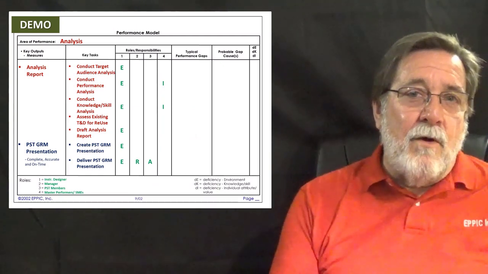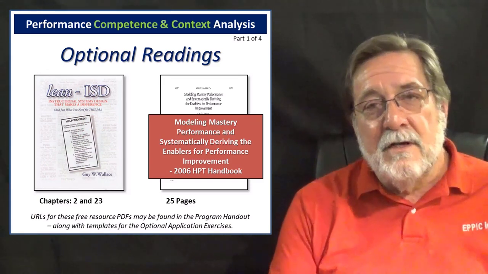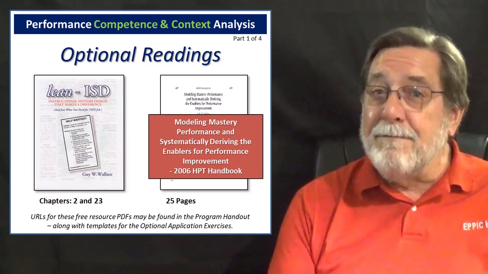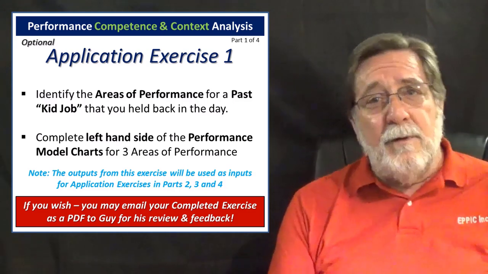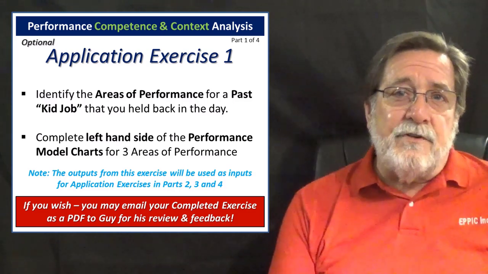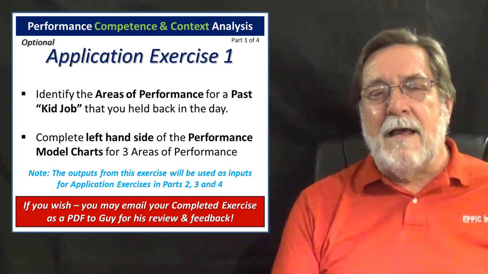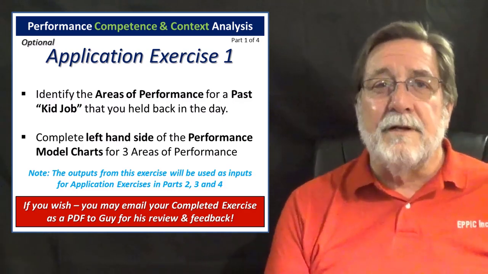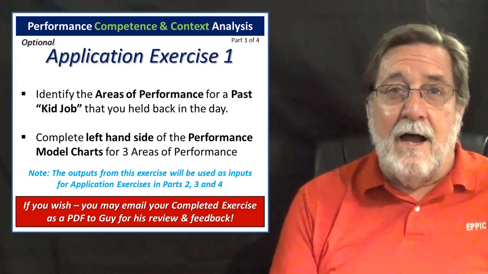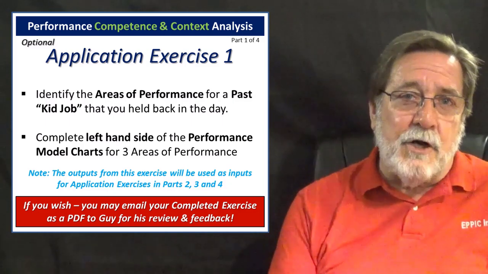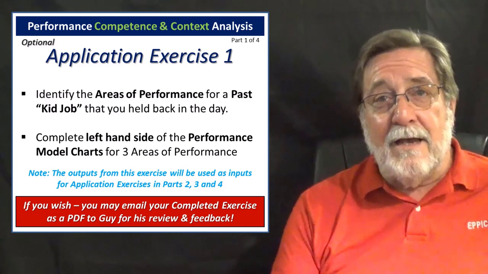We're ready to begin the wrap up here, but I want to point out to you, here's some of the optional readings that I have for you. It's not too much, but it'll give you a little bit greater depth of this. And again, this is all what you might do in preparation for your optional application exercises. In your optional exercise, and details and templates are available in the session handout, which you'll be given, is to identify the areas of performance for a past kid job, maybe a summer job that you had way back in your youth. And I ask you to start with something like that because those are usually simpler jobs. It's not always true, but that's the intent: to tackle something that's relatively simple rather than something that's maybe more complex like your current job. And I would like you to complete the left-hand side of the performance model chart for at least three of the areas of performance that you've captured regarding your kid job from back in the day.